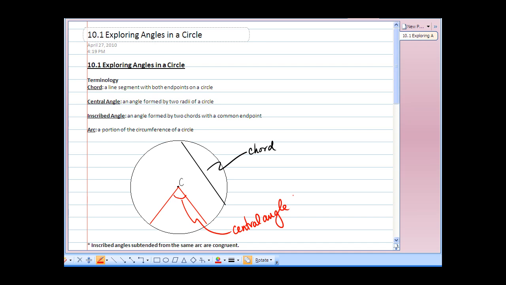An inscribed angle is an angle formed by two chords with a common endpoint. So if we look at the chord that we drew first in black, and we simply name one of the endpoints, let's call it A, and I will draw another chord starting from point A on the circle, we have now created an inscribed angle.